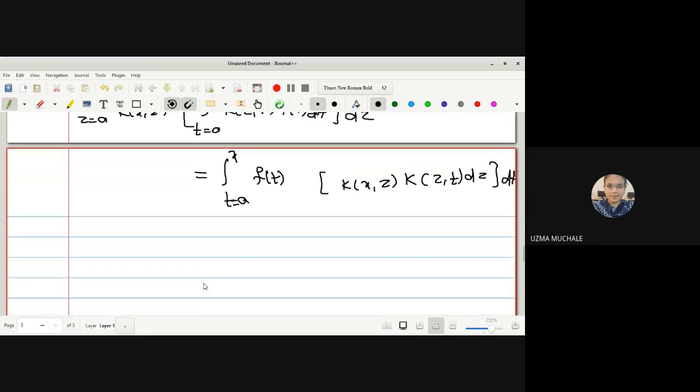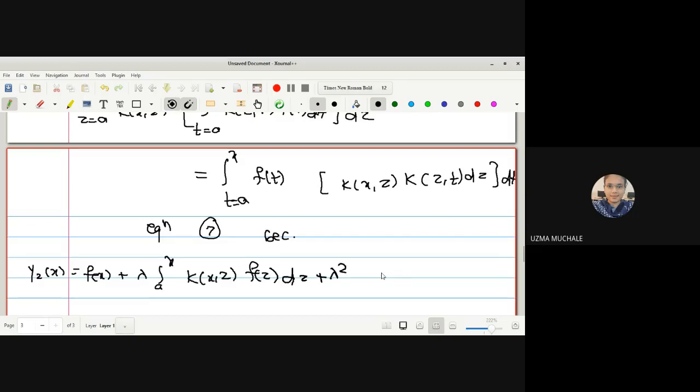So now equation 7 becomes, after changing the order, I will write it directly, y2 of x is equal to f of x plus lambda integration a to x k of xz f of z dz as it is, plus lambda square. Now here there will be a change: integration a to x f of t.